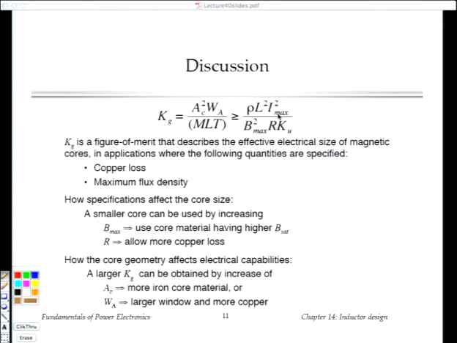Another thing this says is that Kg varies inversely with Bmax squared. If you make Bmax too small, it makes Kg really big. So, it's like, okay, we don't want to saturate our core, and we want to make Bmax less than Bsat, but you don't want to make Bmax any smaller than you have to because the core size goes up really fast. If you make Bmax half as big as it otherwise needs to be, you're making Kg 4 times bigger. And that's making your whole magnetics much larger as well.